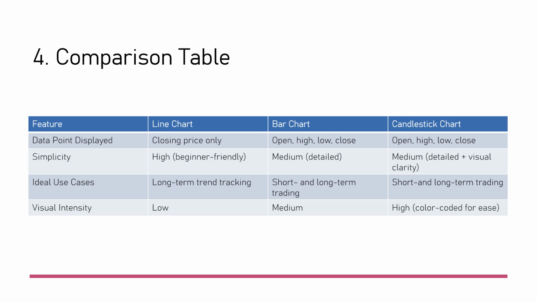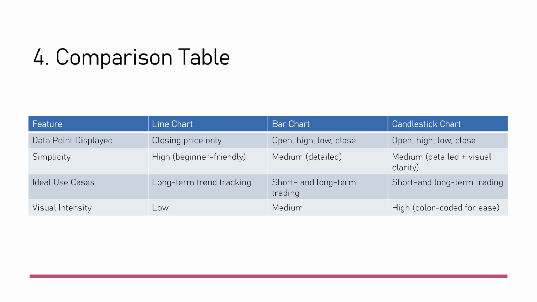Next is simplicity. Line charts are highly beginner-friendly because they reduce market information to its core trend. Bar charts provide more detail, but they can be a bit harder to interpret, especially for beginners. Candlestick charts strike a balance by combining detailed information with strong visual clarity, thanks to color-coded candles.